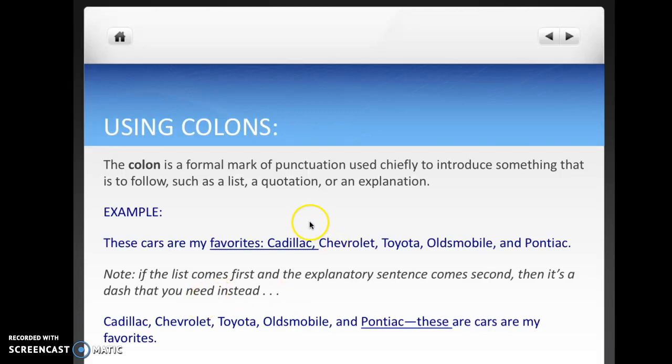So if all I did was switch this sentence around, okay? I put the list first and the explanatory statement second, and look what happens. I don't need the colon anymore. It becomes a dash because I'm breaking thought. Cadillac, Chevrolet, Toyota, Oldsmobile, and Pontiac - these cars are my favorites.